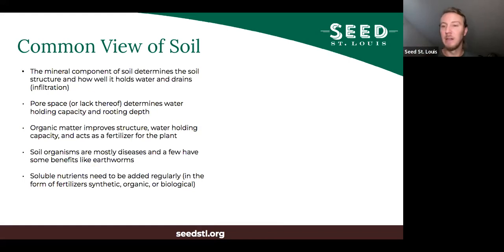That is generally what you're going to find. So the ideas are: the mineral component of soil determines the soil structure and how well it holds water or drains water, which is called infiltration. Pore space, or lack thereof, determines the water holding capacity of the soil and the rooting depth, how deep the roots can go.